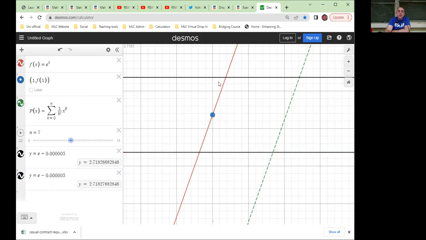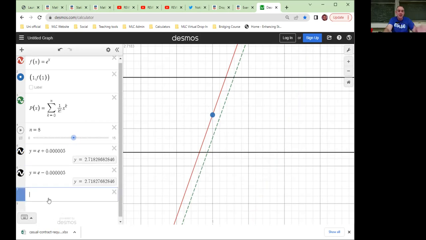So this zone here between these two black lines, this line is at e plus 0.000005. This black line is at e minus 0.00005. And I'm going to need to make my, there we go, we're in it. When n equals 8, here we are. It is now within 0.00005 of the correct answer.